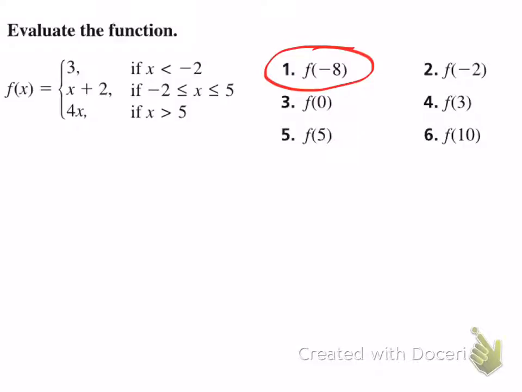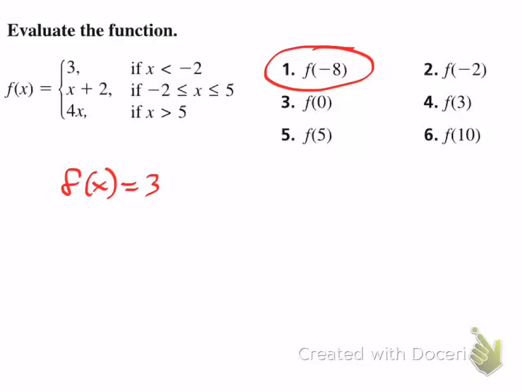Okay, so here's what we are going to do. For the homework, you're going to see it like this. My first question is for number 1, which domain restriction will I use when we're looking at the function of negative 8? Ryan, you would use f of x equals 3. Why are you choosing f of x equals 3? Well, it's because the restriction for that is if x is less than negative 2 and negative 8 is less than negative 2.